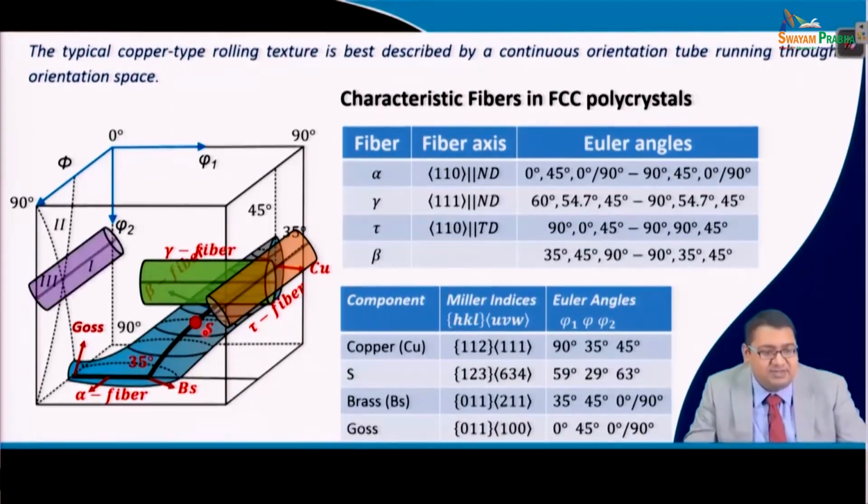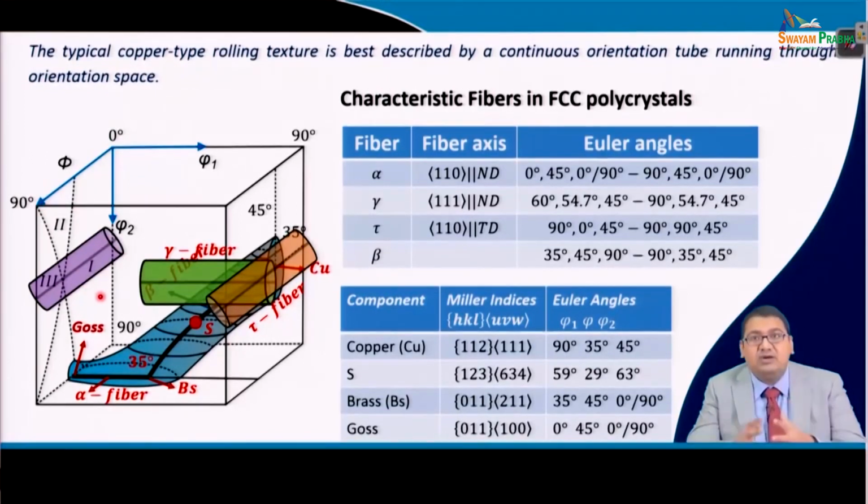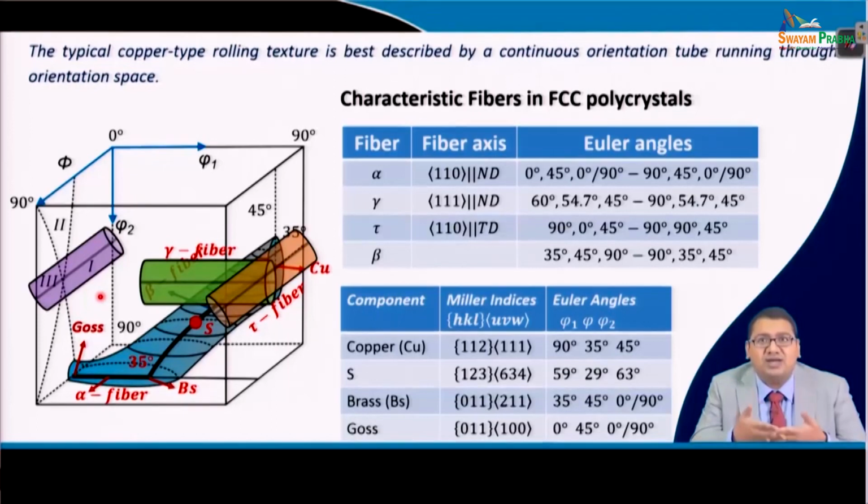On the other hand, if a fiber is forming parallel to phi, but somewhere where phi 1 is basically 0, whatever phi and phi 2 could be, you can see that phi is changing and phi 2 remains constant, anywhere it could be here or here or here. Now, because phi 1 is 0, the rotation of phi is along RD. This kind of fibers which form at phi 1 equal to 0 are basically called the RD fiber. So, these fibers are parallel to RD and are known as RD fiber, right.